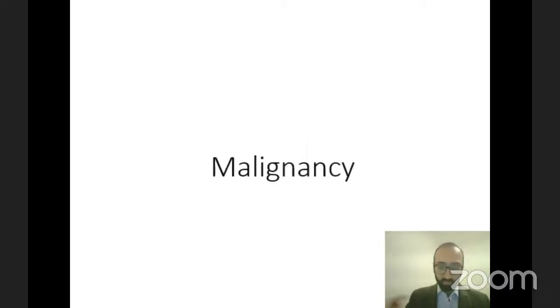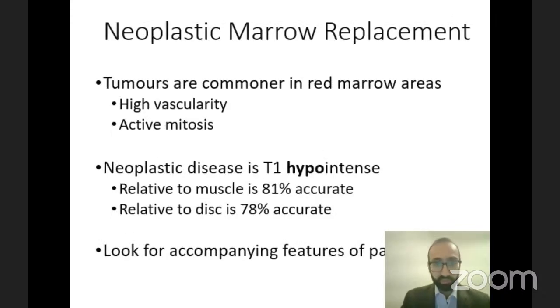So hopefully we've outlined the appearances of normal marrow. Now we're going to talk about some malignant processes and what the appearances of those can be. So if you have neoplastic replacement of bone marrow, that often affects areas where red marrow is, and that's to do with the blood supply.